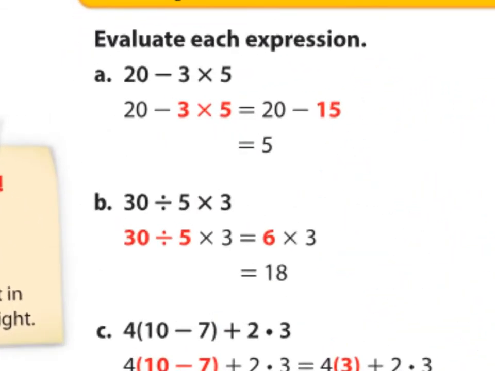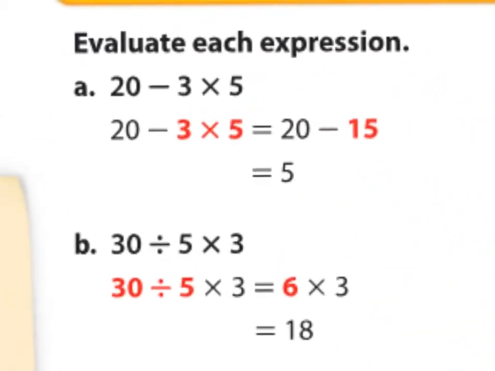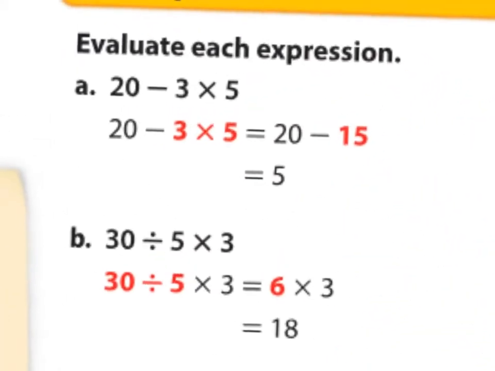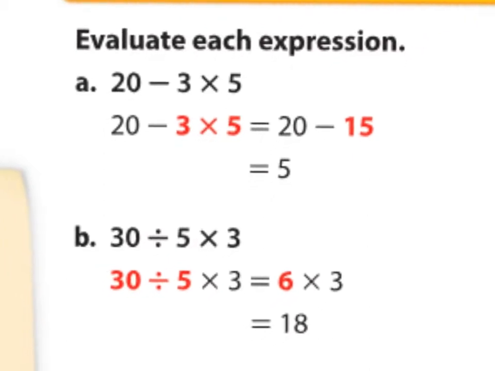So you can see here that in the first expression, we have two different computations. Okay, we have two different operations. So we have 20 minus 3 times 5. We must follow order of operation and do the multiplication first. 3 times 5 is 15. And then we get 20 minus 15, which is 5. If we were to not follow order of operation, we would get a completely different answer than 5.